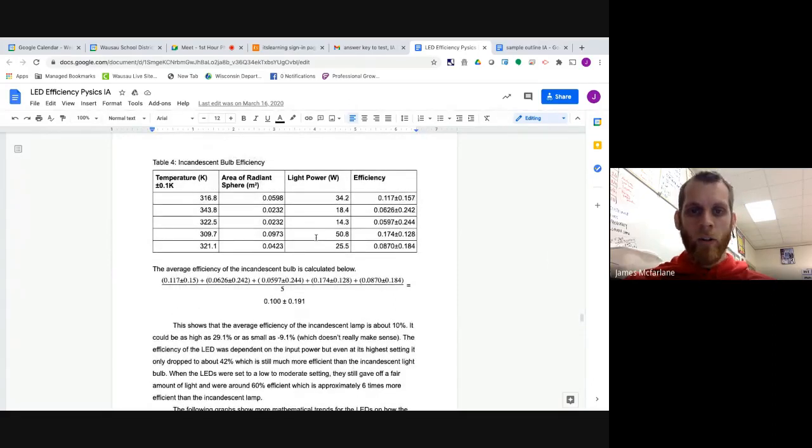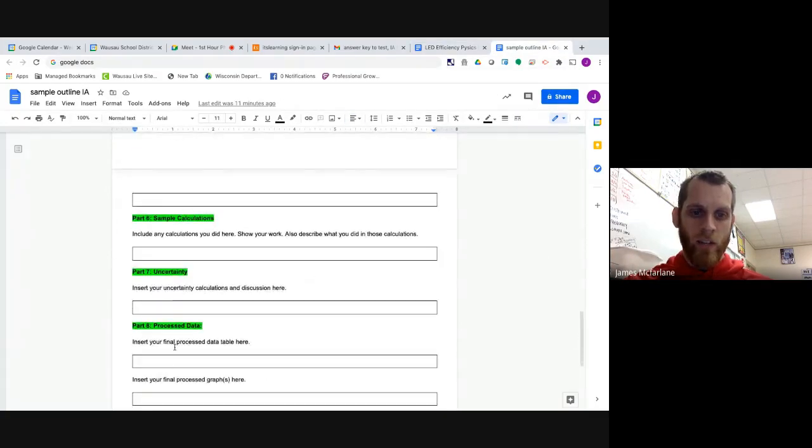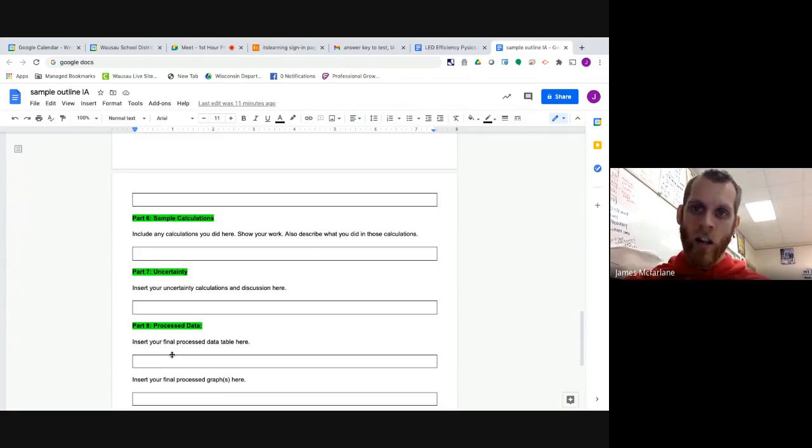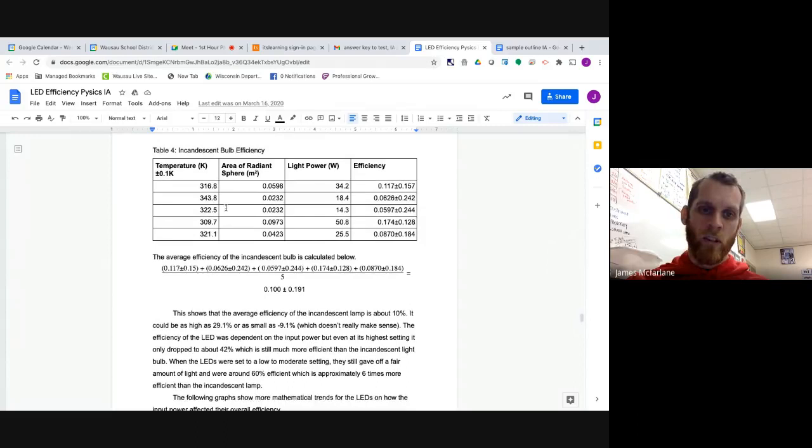And then also with his calculations, he made his process data tables, which is the next step. The process data tables is like, okay, what does your final data table look like? With all your calculations given, here's X, here's Y, here's Z, here's uncertainty for X, Y, Z. What does that look like? That's the process data. So what are the temperatures? What's the area? What's the light power? What's the efficiency?